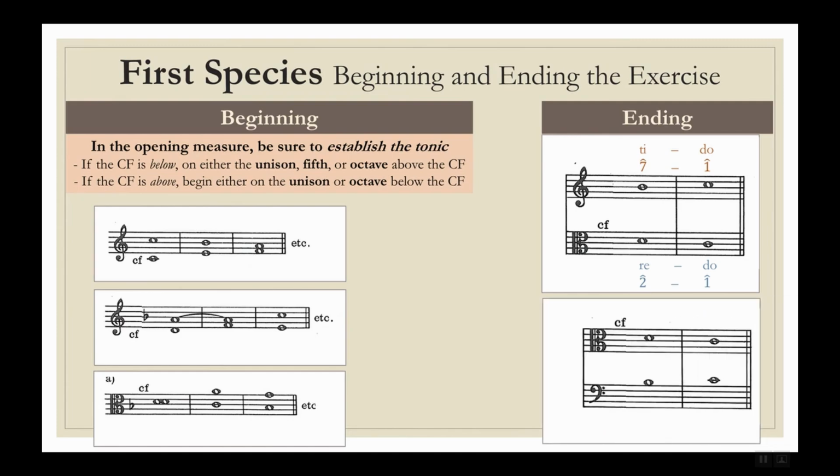And similar, if the Cantus Firmus is above, it's still going to always go re, do in the Cantus Firmus. It's just above now. And your lower voice is going to go ti, do. So there they're converging on unison, or it might be an octave.